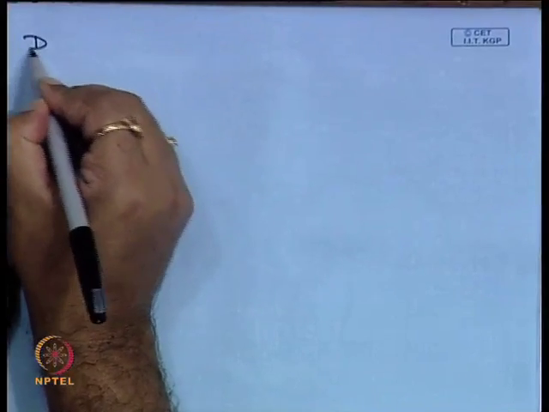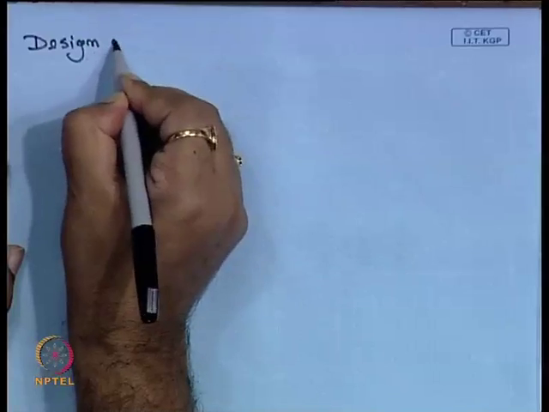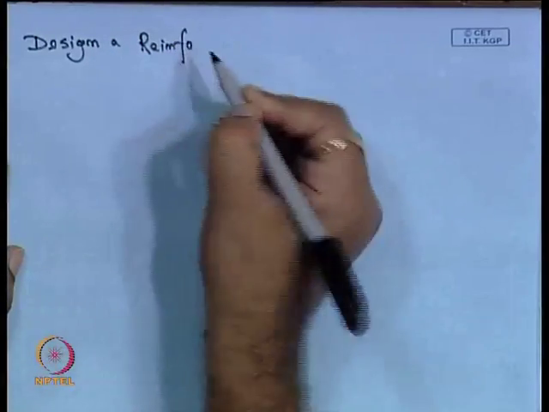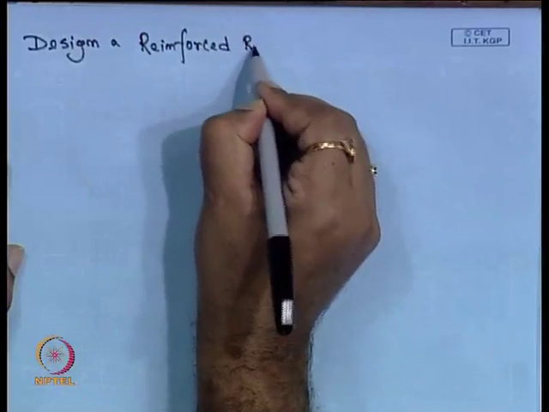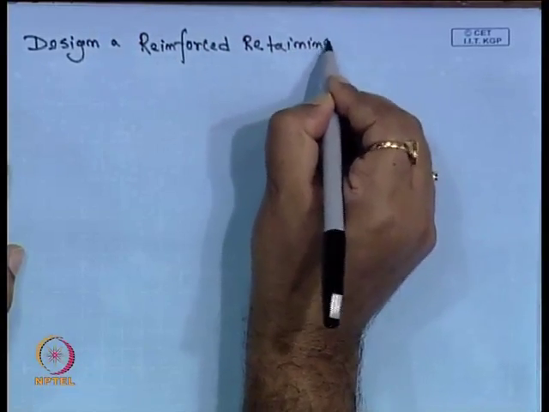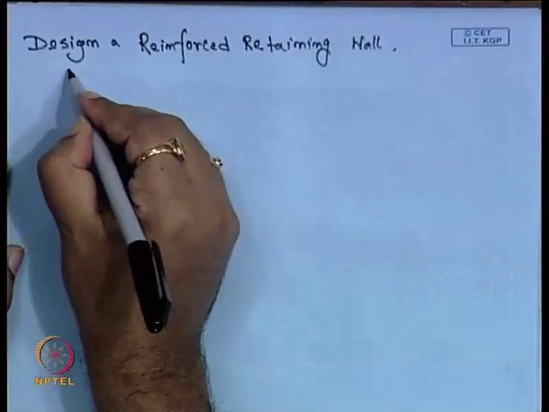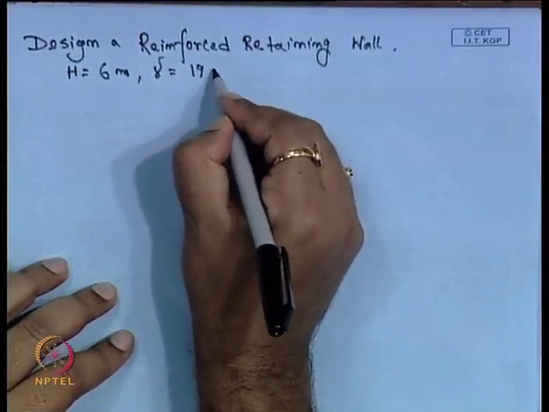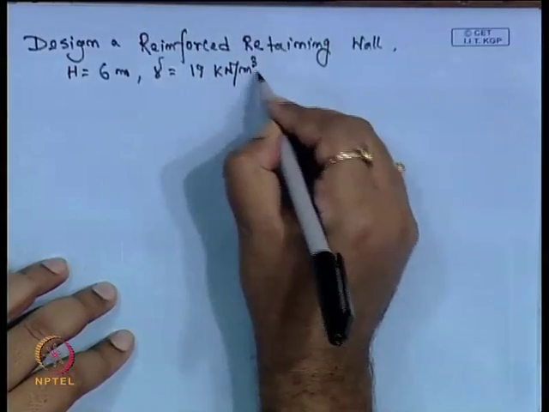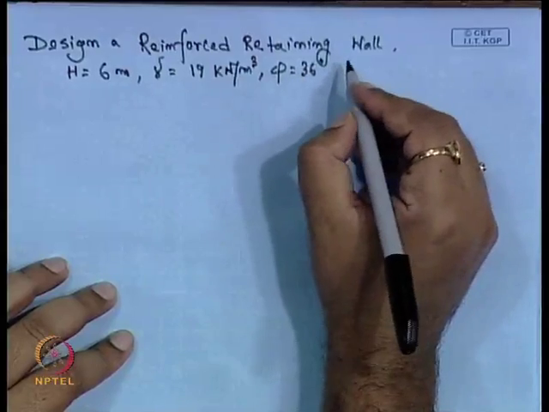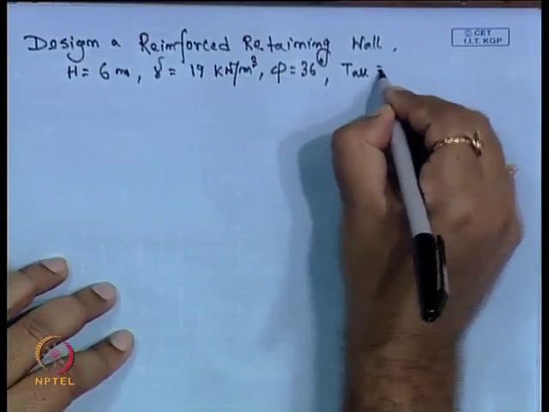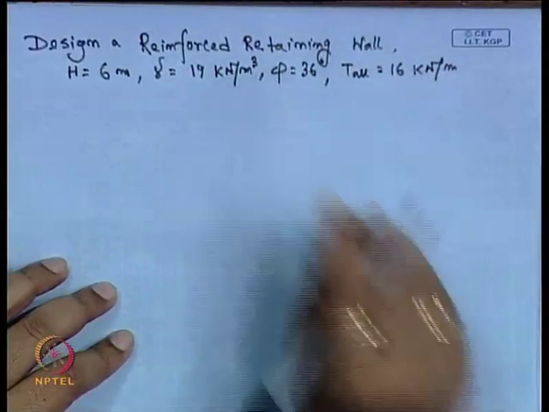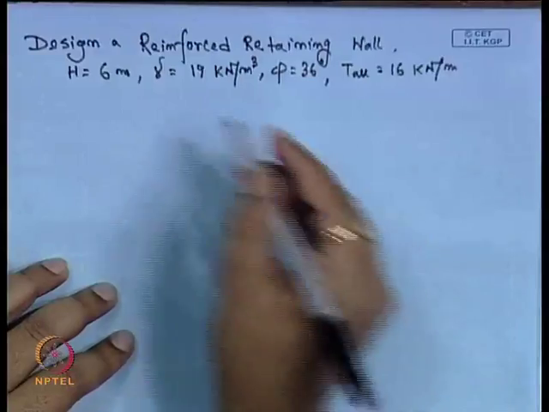Now, we will solve one problem to see how these things work. Design a reinforced retaining wall with the height of the reinforced wall as 6 meter, gamma of the reinforced soil as 19 kilonewton per meter cube, phi as 36 degree, and T allowable as 16 kilonewton per meter.